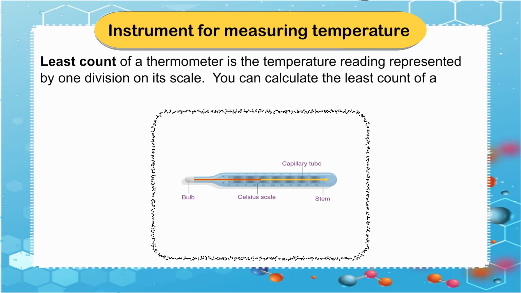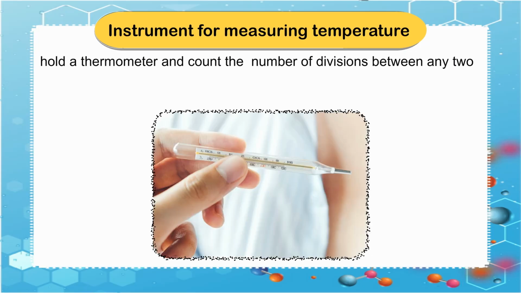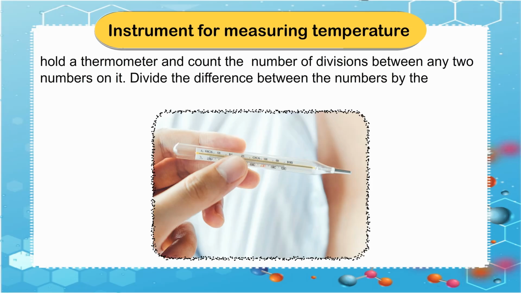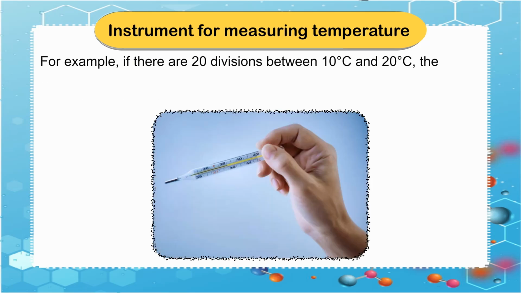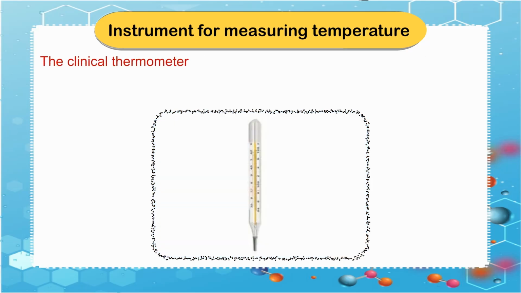You can calculate the least count of a thermometer in simple steps. Hold the thermometer and count the number of divisions between any two numbers on it. Divide the difference between the numbers by the number of divisions. For example, if there are 20 divisions between 10 degrees Celsius and 20 degrees Celsius, the least count will be 10 upon 20, which is equal to 0.5 degrees Celsius.